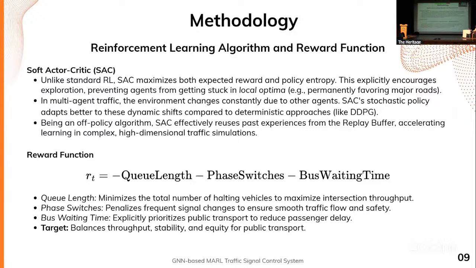We also design a special reward function to guide them. We want to reduce the queue length so the cars move faster. We also punish the lights if they switch color too often, to keep traffic smooth. Most importantly, we put a high priority on bus waiting time. We want the system to have public transport move faster than private cars.